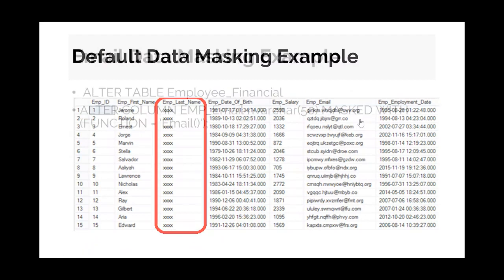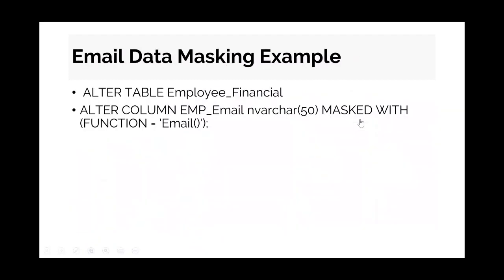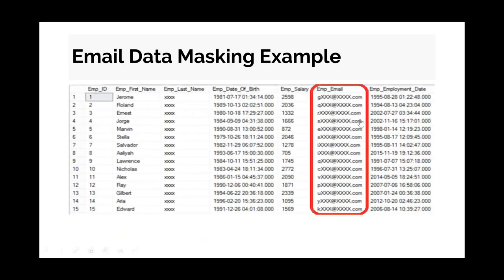Next, we're going to mask the email. So we're going to use the MASKED WITH function as email. And you'll notice that the email field in the result set when they query the data has been modified, but it has not been modified in the database, only in the result sets that have been presented to that user.